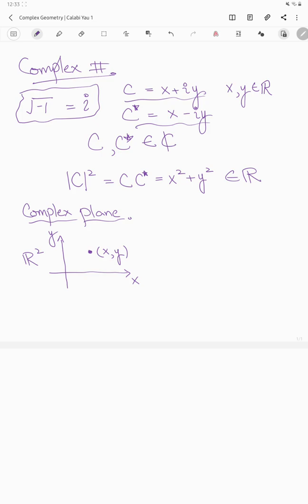Perfect. Now if you look at this x and y, there are 2 degrees of freedom, right? And in the complex plane, sorry for my weird drawing, but anyways, y and x, and this is your complex plane, right?